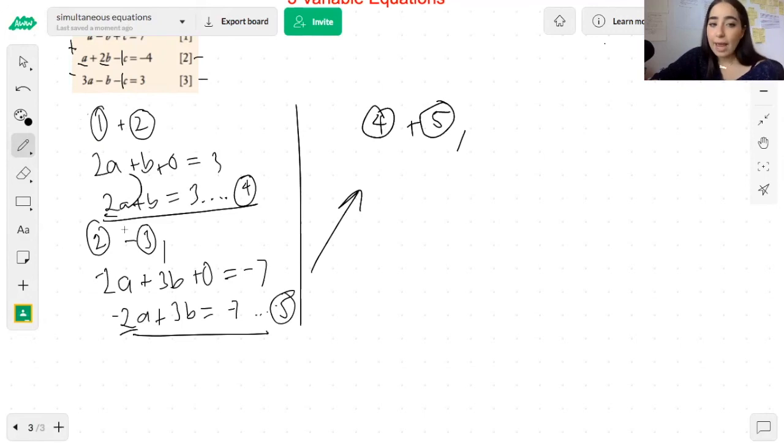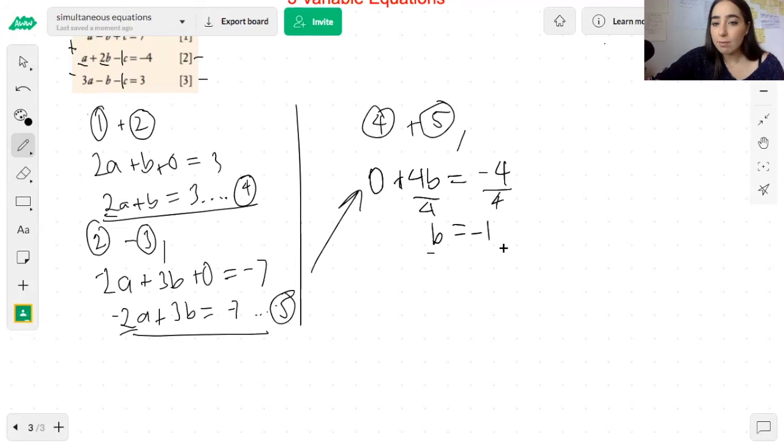So we have 2a plus minus 2a is 0. b plus 3b gives you 4b. And 3 plus minus 7 gives you minus 4. Dividing both sides by 4 to find b, we get -1.